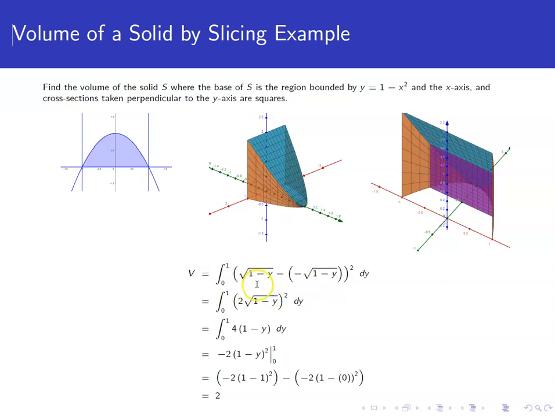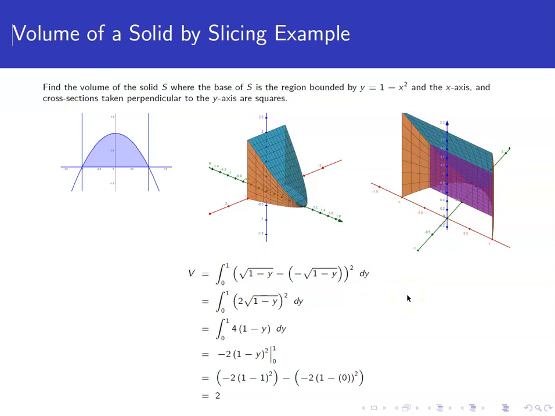So that's where everything's coming from. This is the right curve in terms of y. This is the left curve in terms of y. Subtracting the two gives us the length of the side of the square. Squaring it gives us the area of the square, and then multiplying it by the thickness gives us the volume of that cross section, and the integration adds everything up.